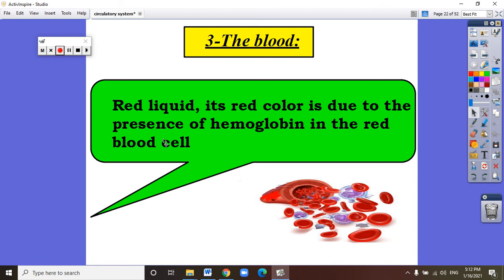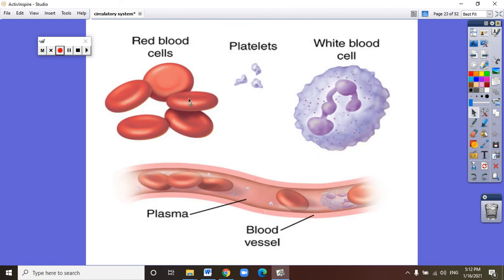Okay, we all know what the blood is and why it has its red color, because there is a substance called hemoglobin inside it that gives the blood its red color. And this substance, hemoglobin, exists in one component inside the blood, which is the red blood cells. So we call them red blood cells because they have a red color due to the hemoglobin inside them, and this substance gives the red color to the blood.